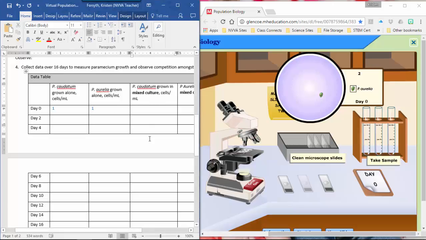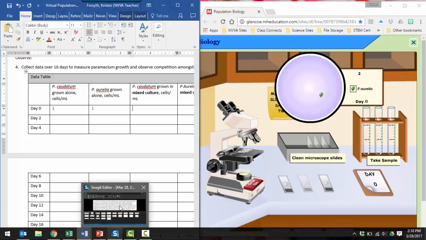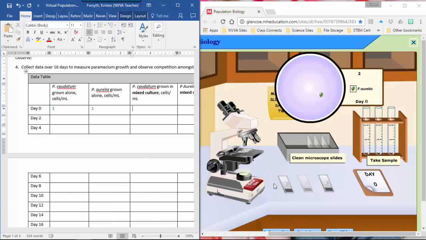Okay, and then the next two columns on your lab sheet are going to go for the third sample, because remember, those are grown together. So you will grab the next sample, slide it over here, it'll switch it out, and you can see they're grown together because it shows you both samples on the card sheet. Okay, so you can see there's one and one. So you just write that down right here. One caudatum, which is the long, skinny ones, and one of the aurelia, which is the rounder ones. Okay, so now you've got your first row filled out.